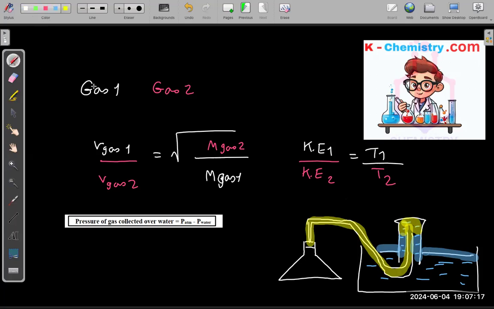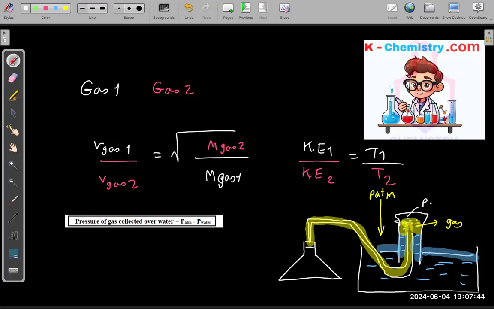So in this case, I will say that the pressure of the gas collected over water is equal to the atmospheric pressure minus the water pressure. Where is the atmospheric pressure? This is the atmospheric pressure outside, and this is the pressure of water. Why? Because there is some water vapor. It's not only the gas.